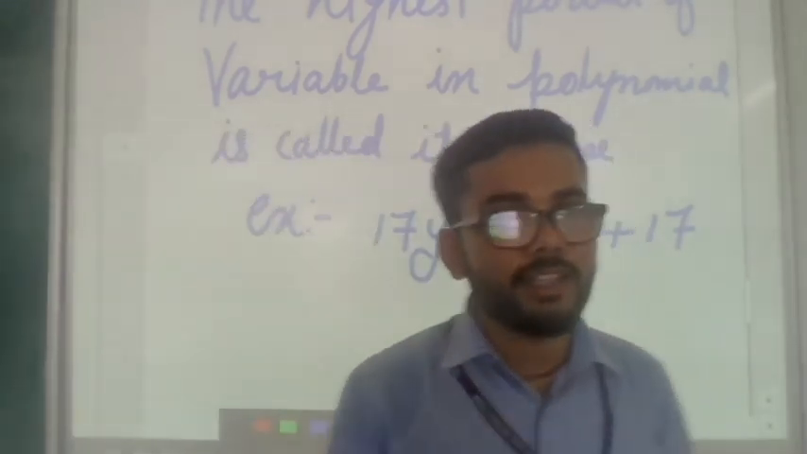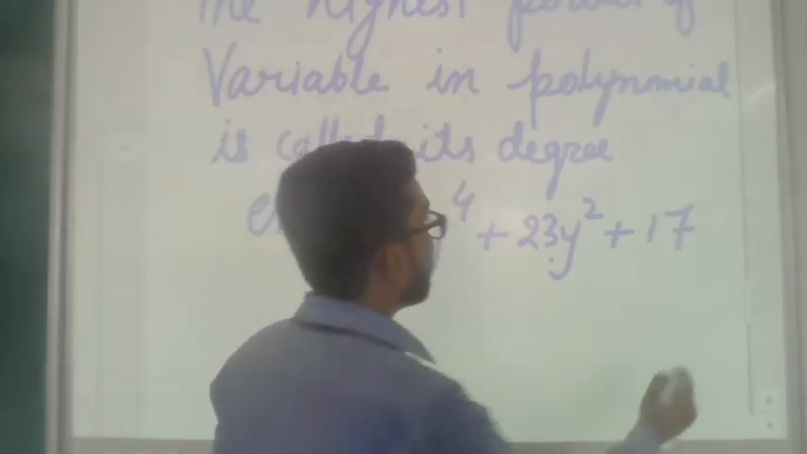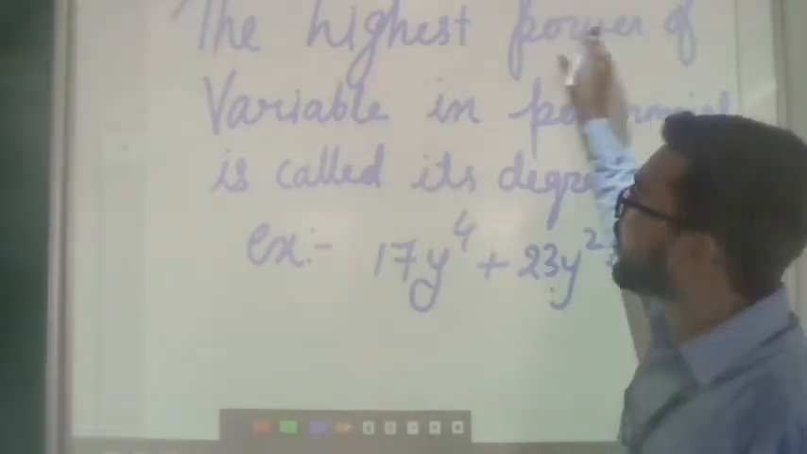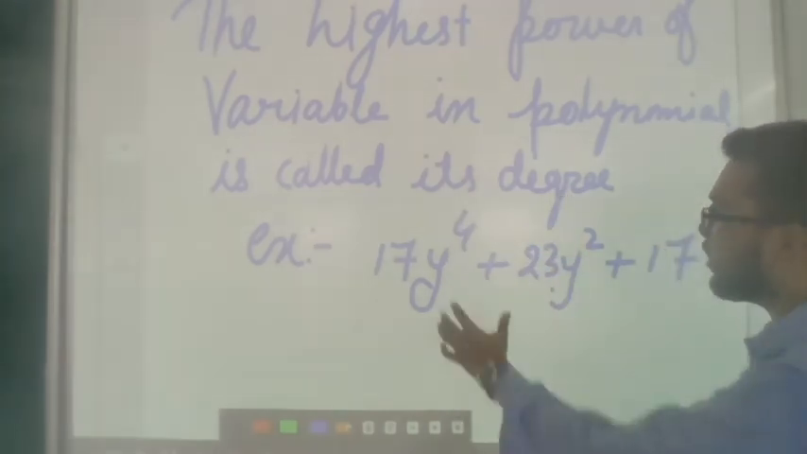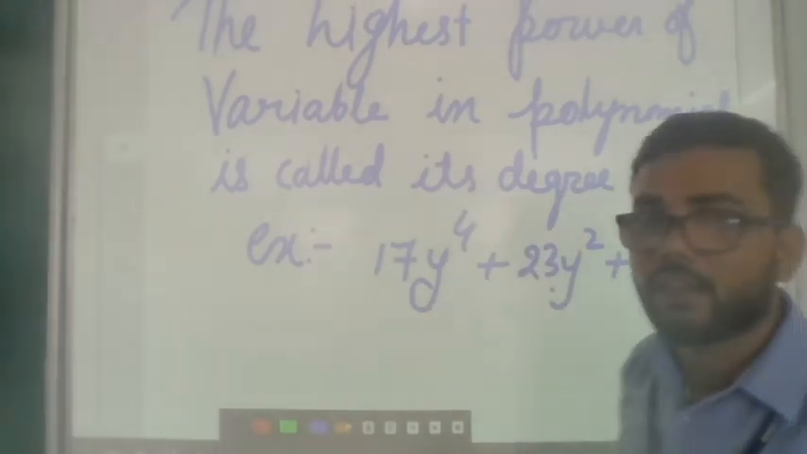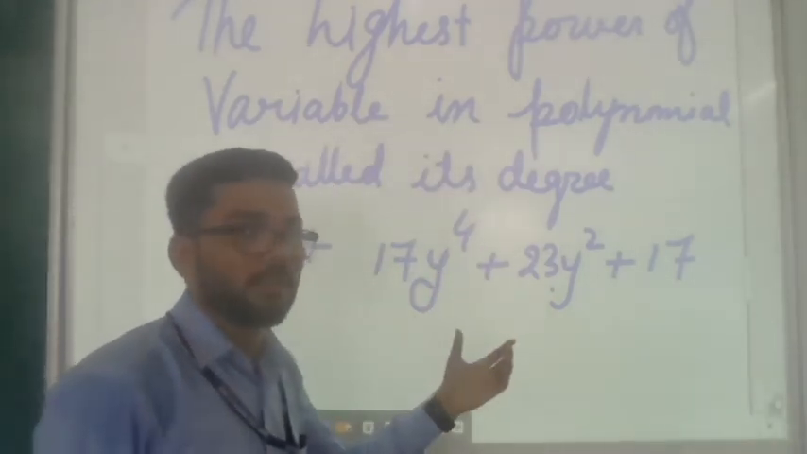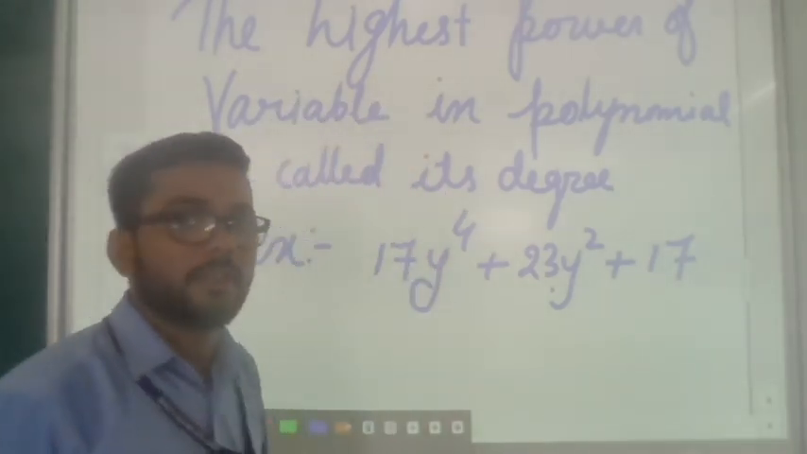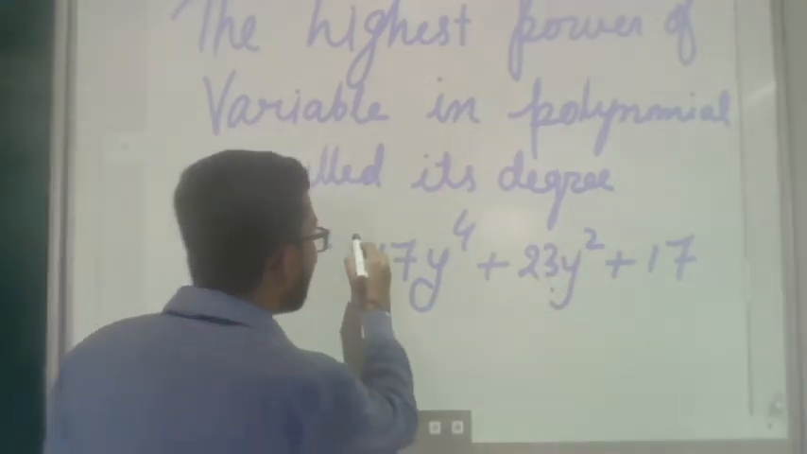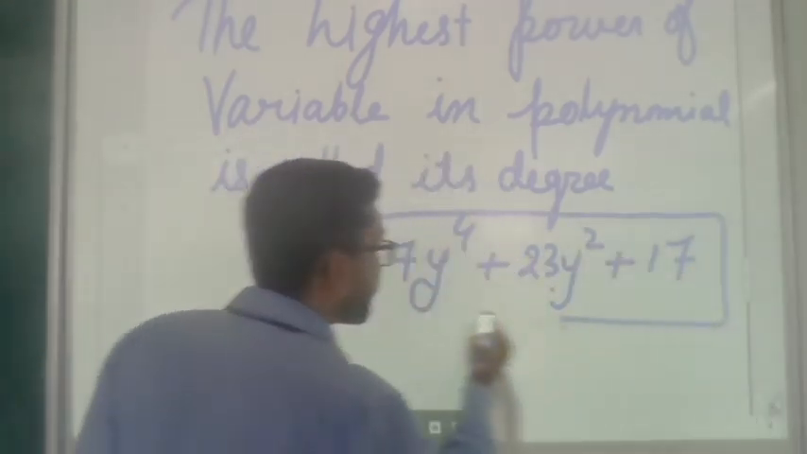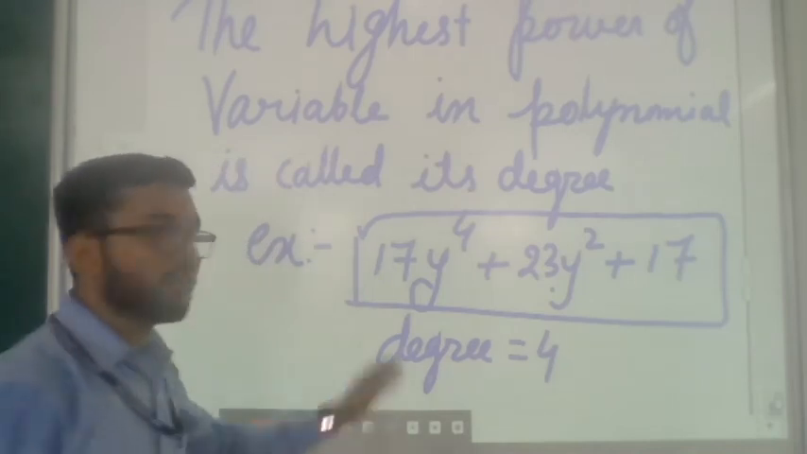Now you will have to find the degree of this polynomial. As you all know, the definition of the degree of a polynomial is the highest power of the variable. The highest power of the variable in a polynomial is called its degree. So what is the highest power of the variable? Yes, 4 is the highest power of the variable. That is why the degree of this polynomial is 4.